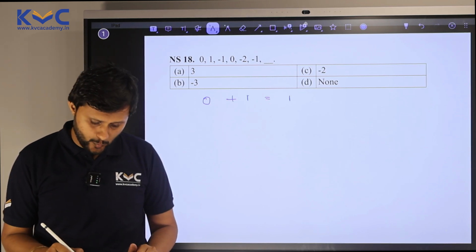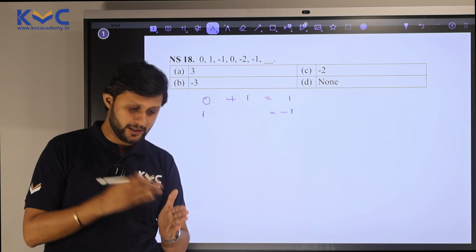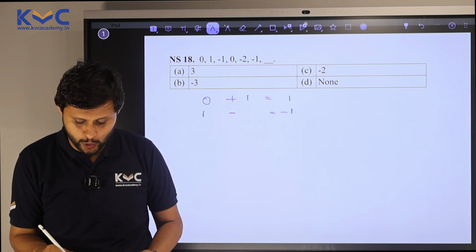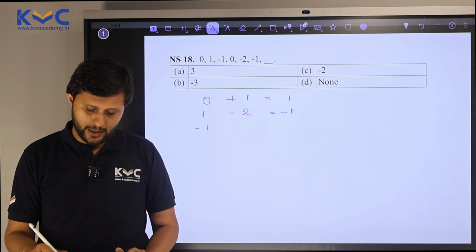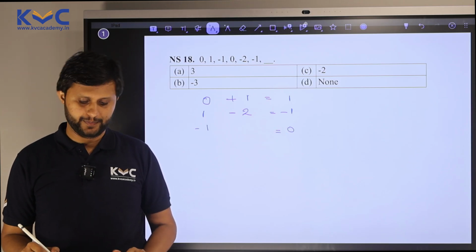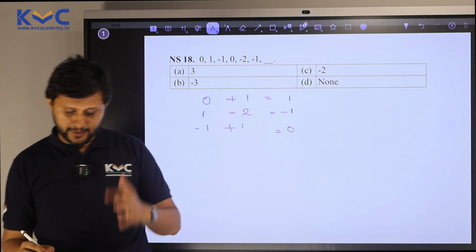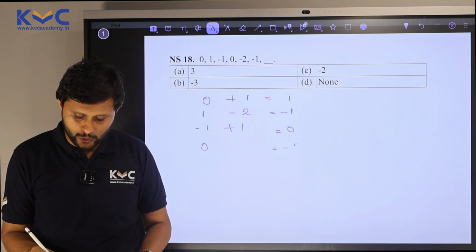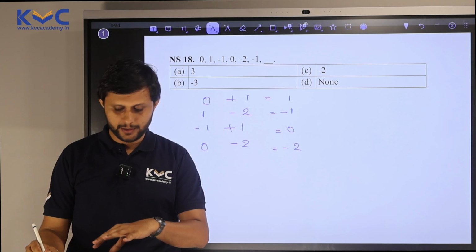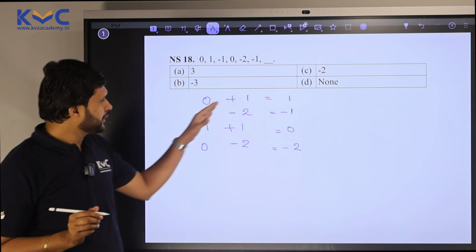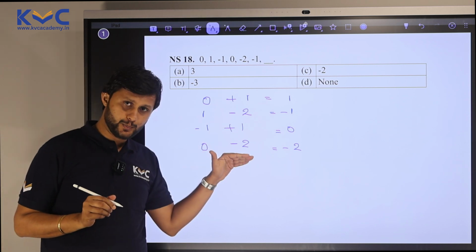Okay. Now from 1 we have to reach minus 1. From 1, if you have to reach minus 1: 1, 0, minus 1. So we need minus 2 over here. But now from minus 1 we have to come back to 0. Next number is 0. So I have plus 1 over here. Okay. And now from 0 I have to reach minus 2. So again minus 2. Correct? You're getting it? First it was plus 1, then it was minus 2, then it is plus 1, then it is minus 2. Correct?